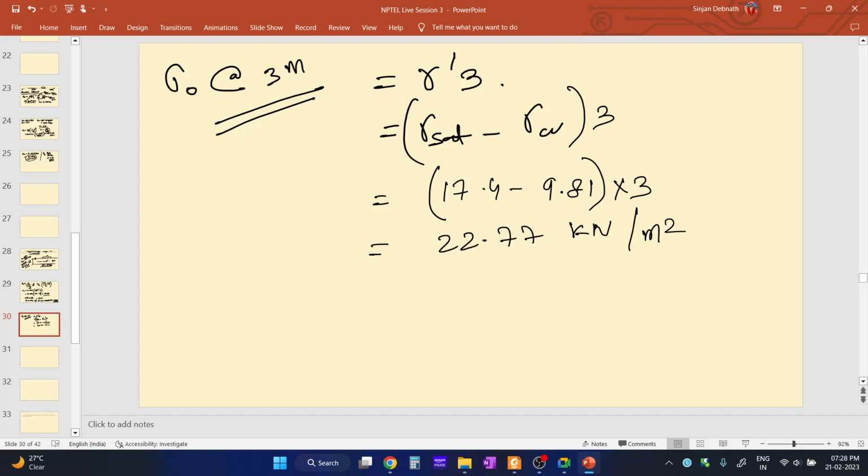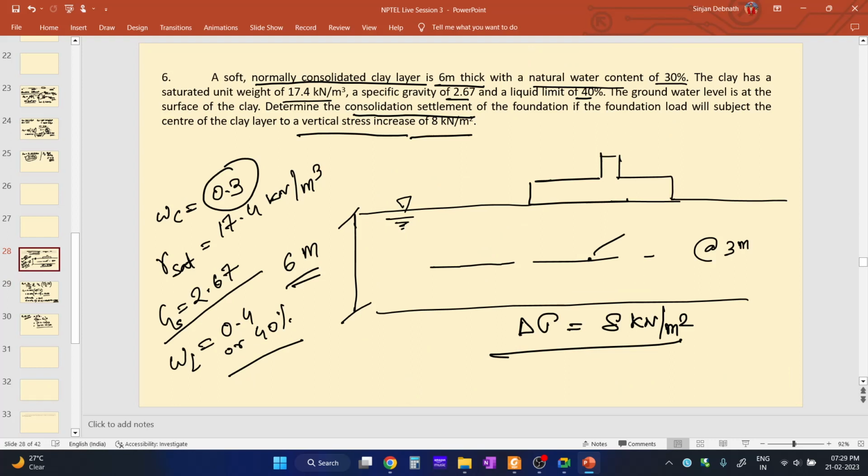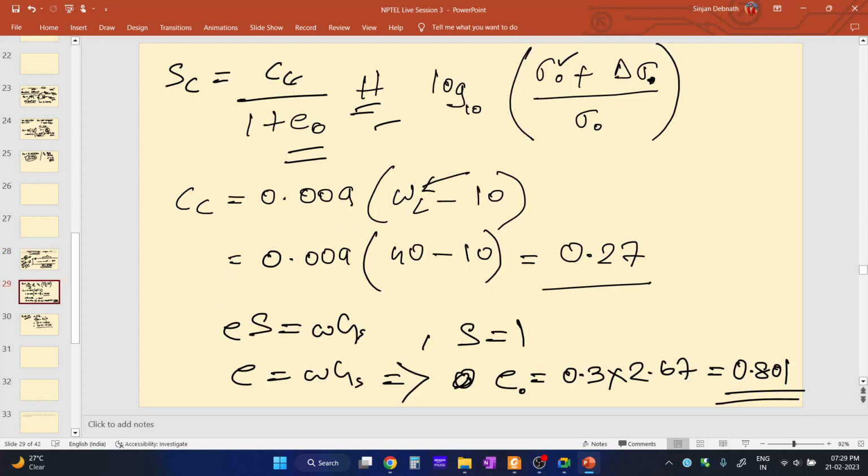kilonewton per meter square. Now we have the values of all the parameters that are needed to solve this equation. We have Cc, we have 1 plus E0, we have the value of H, we have sigma 0, we have del sigma. What is del sigma? It is the increase in the vertical pressure at the center of the clay layer. It is 8 kilonewton per meter square. So here we have everything.